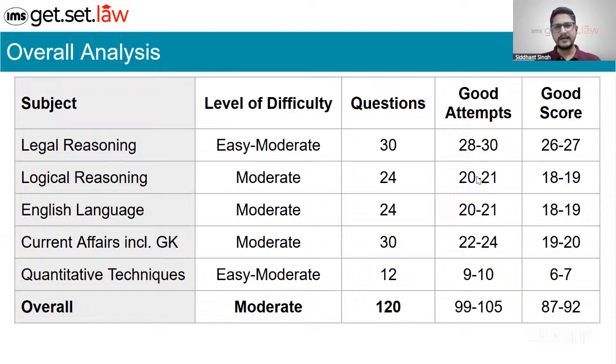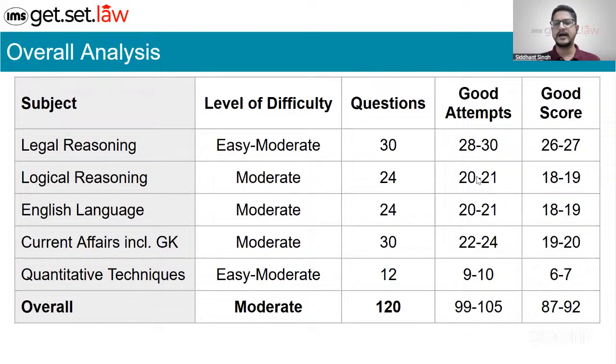When we move to current affairs, the good attempts have been a bit more than the average one. Normally we say 18 to 19 is a good attempt, but students could have done it. It is considered a moderate one, not very direct, but somewhere in the middle. When we talk about the quantitative section, again, it is on the easy to moderate side. That means legal and quantitative were must-do sections for the students.